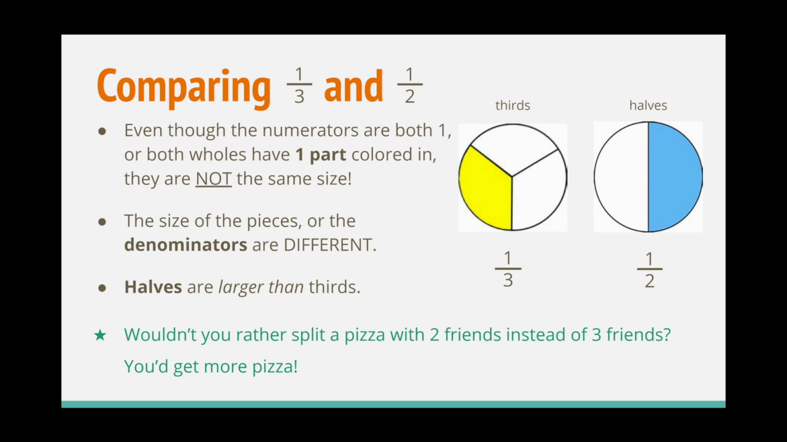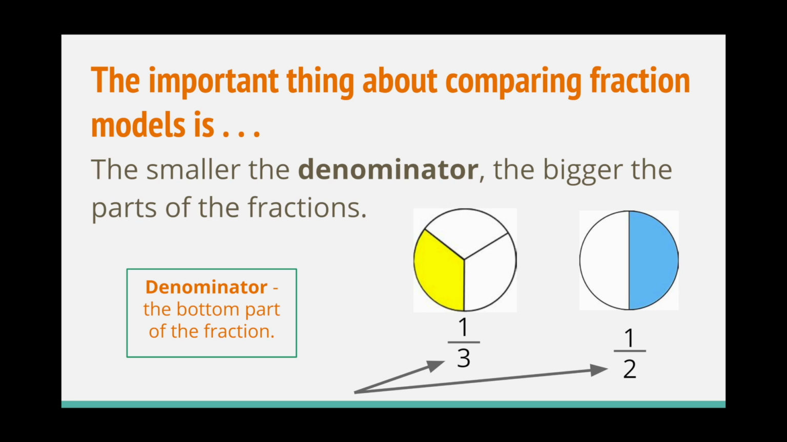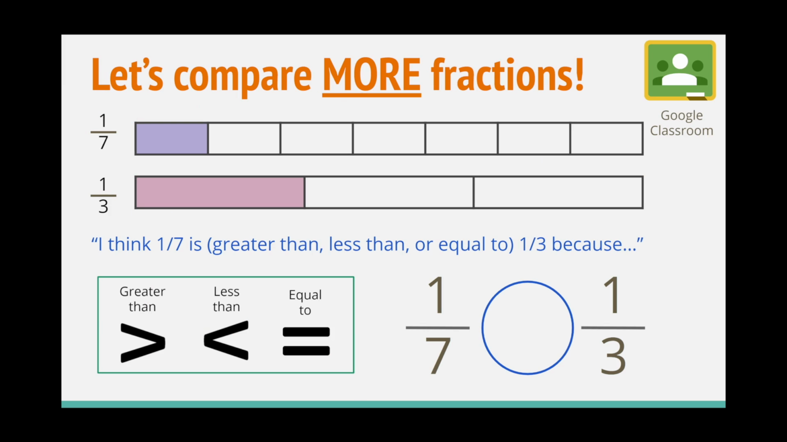Wouldn't you rather split a pizza with 2 friends instead of 3 friends? You'd have more pizza because you're sharing it with less people. So the important thing about comparing fraction models is the smaller the denominator, so the smaller the number on the bottom of the fraction is, the bigger the parts of the fractions are. So let's compare some fractions.